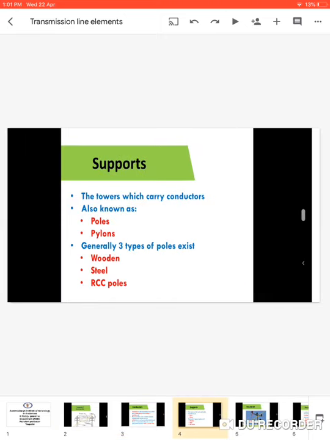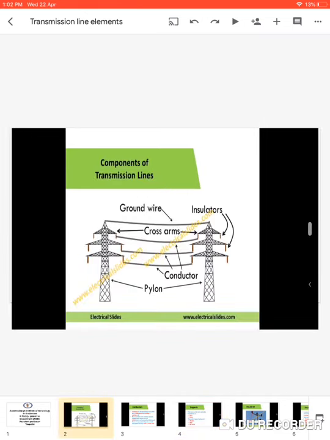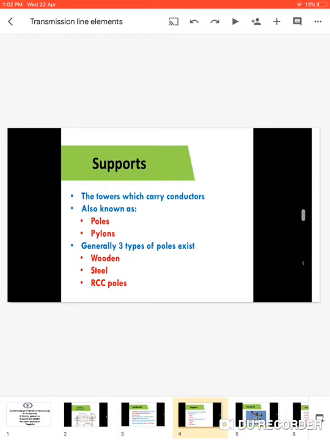Next, supporters. The towers which carry conductors are also known as poles and pylons. Pylons represent the supporters. From the diagram, the pylon is shown. These are the supporters. Generally, three types of poles exist: wooden, steel, and RCC poles.